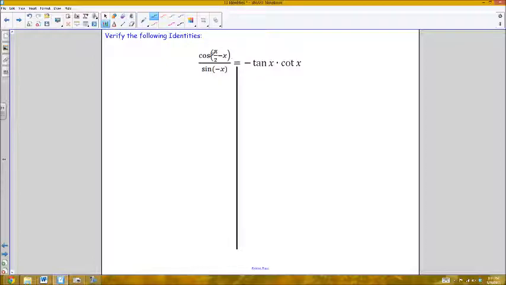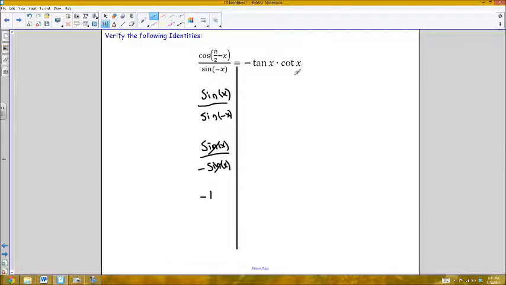Notice the first one, I can actually use a cofunction identity and replace that entire numerator with sine of x using the cofunction identity for cosine. So this is sine of x over sine of negative x. Now sine of negative x has an even-odd identity. Since sine is an odd function, this is really sine of x over negative sine of x. Since these share a common factor, they'll cancel out, and this whole thing is 1 over negative 1, which is just negative 1.